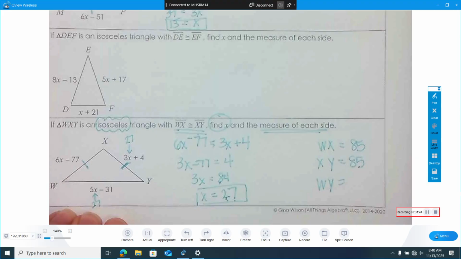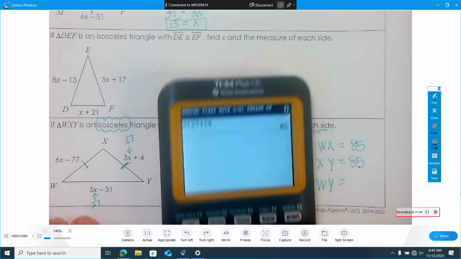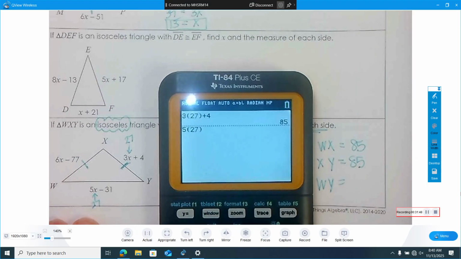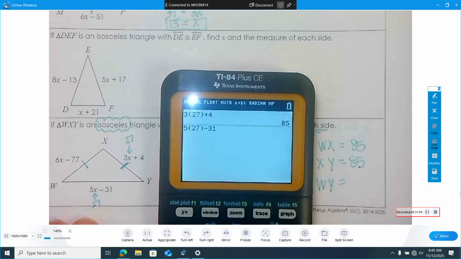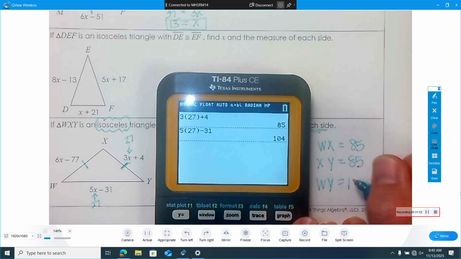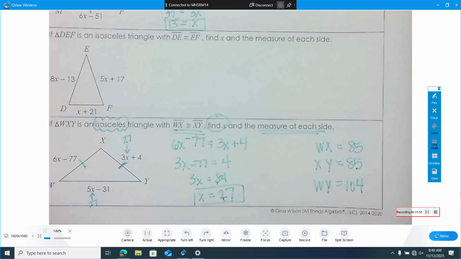And then I do need to plug in the 27 to our long side here. So 5 times 27 minus the 31, 104. There's no units on here, but we're going to pretend it's like millimeters or something like that just so we can get a sense. This is a big triangle. It's not this small. It's bigger than that, yeah? All right. Do you have questions for me? All right, cool. Well, that is not too bad.